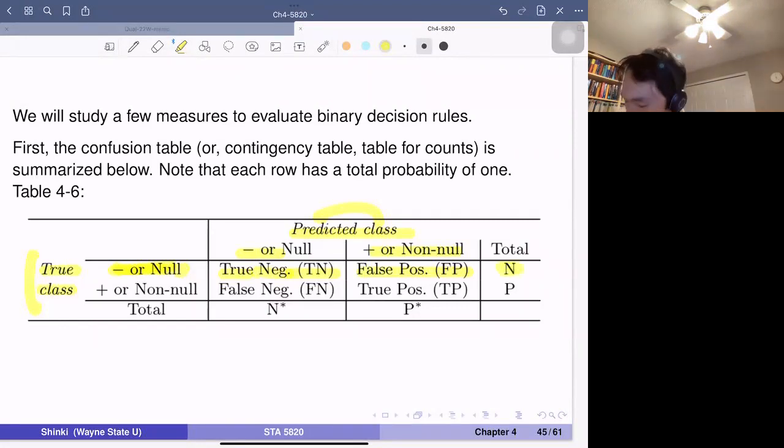And the total is N, so negative. And if the true class is positive, but the predicted class is negative, then this is a mistake. So we say false negative. And if predicted positive, actually it's correct. So we say true positive, TP. Then the total is P, positive. Also, we can say the total number of observations predicted as negative is N asterisk, and predicted positive is P asterisk.